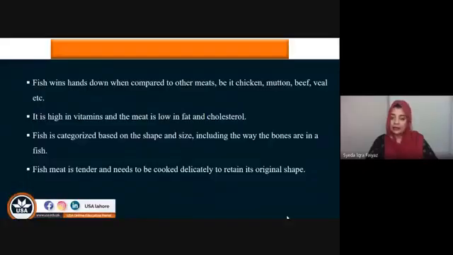it does not need aggressive cooking, but it needs to be cooked delicately, meaning it is either steamed, poached, or fried, because you want to make sure that the fish retains its original shape when you are serving it.